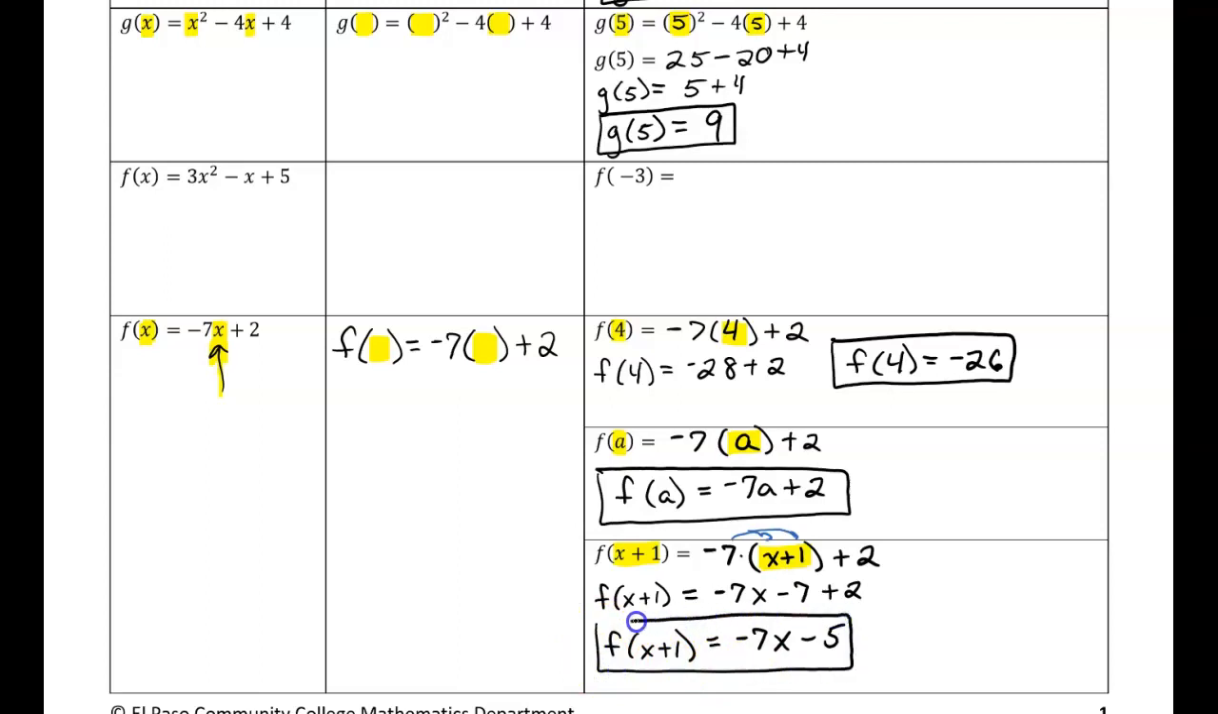And there it is. And since our evaluation plug-in part has a variable in it, an x, we don't know what that number may be, our answer should also have one. And that's okay. It's almost like we're building a new function from our previous one using this new substitution.